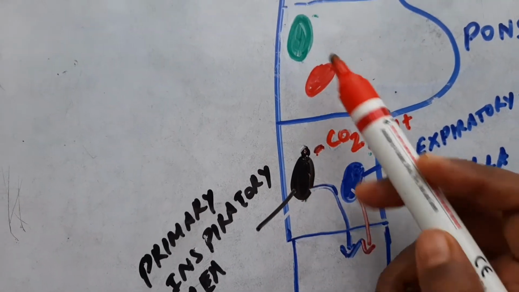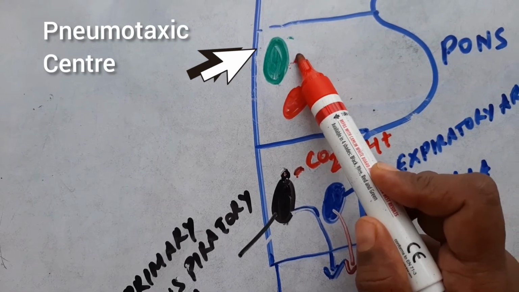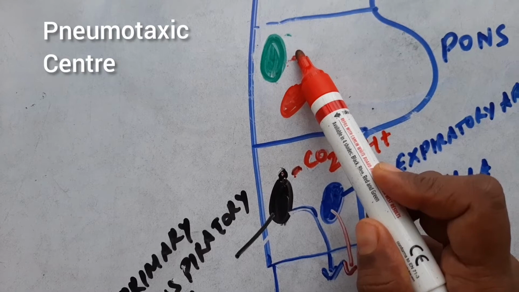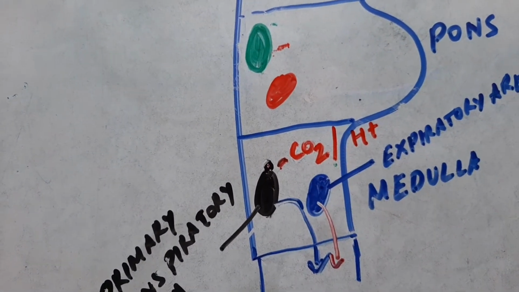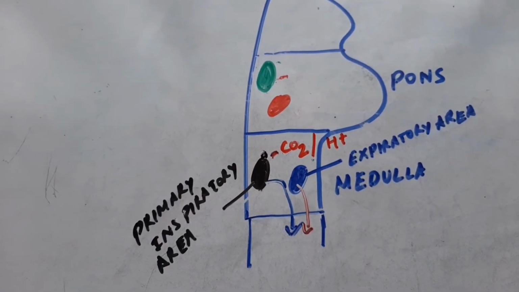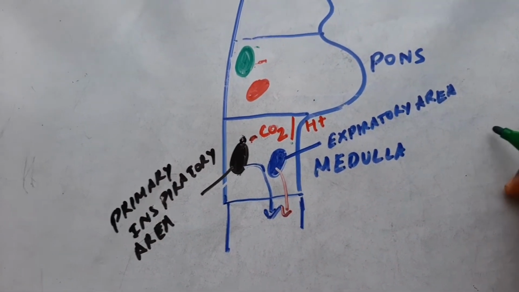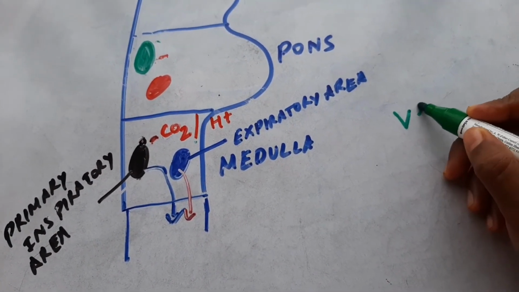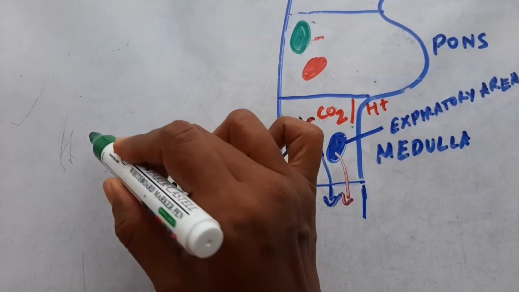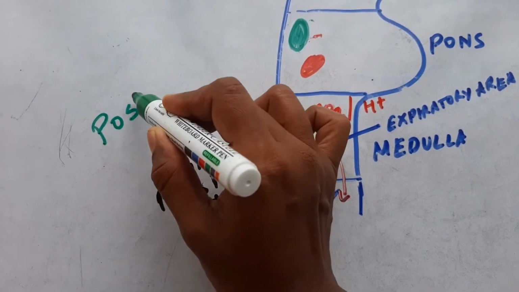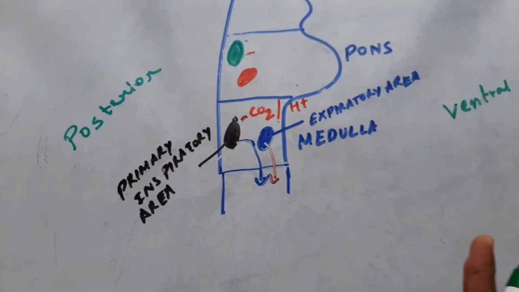Now the Pneumotaxic Center, which I told you previously is present in the pons varolii, when stimulated reduces the duration of inspiration and alters the respiratory rate. So here we need to know about the dorsal and the ventral part. This is the anterior part or the ventral part, and this is the posterior or the dorsal part. Why I am writing this, you will understand a bit later.